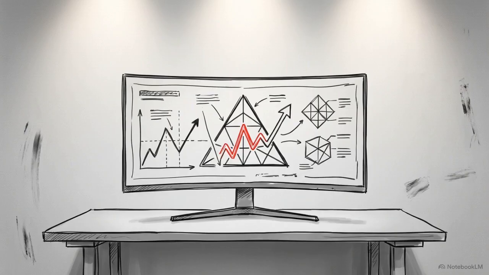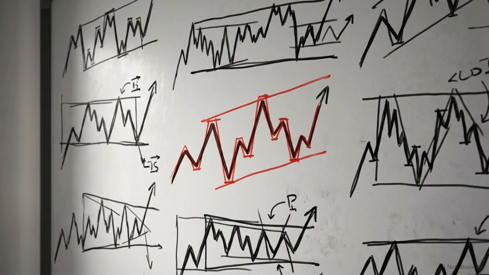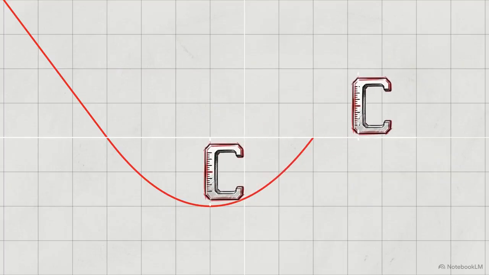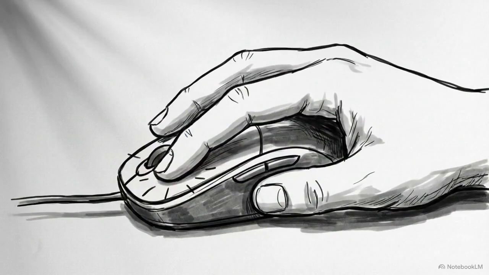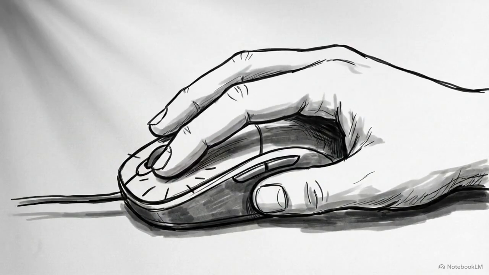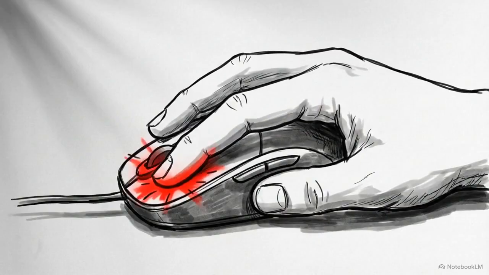Your homework is to open up any charting platform, scroll backward in time, and locate 3 historical examples of these patterns. Draw your boundaries and manually calculate the measured move for each one. See for yourself how the math aligns with historical price action. True market confidence isn't bought. You earn it by testing these rules on historical data until the execution becomes second nature.